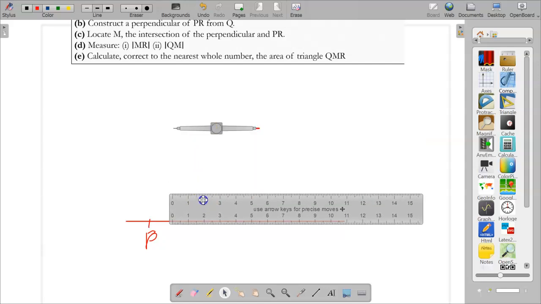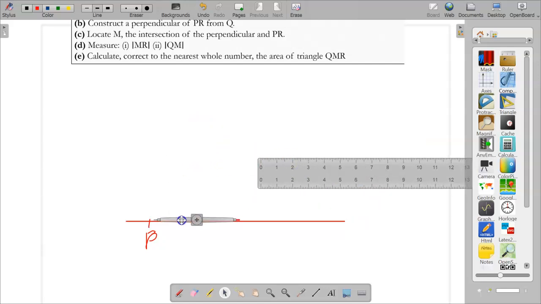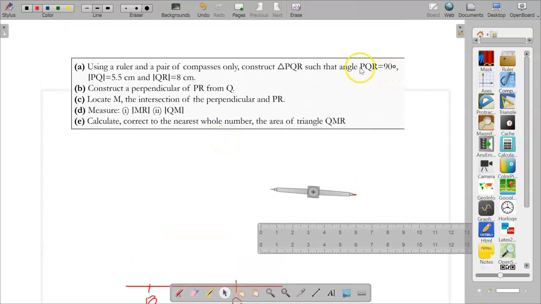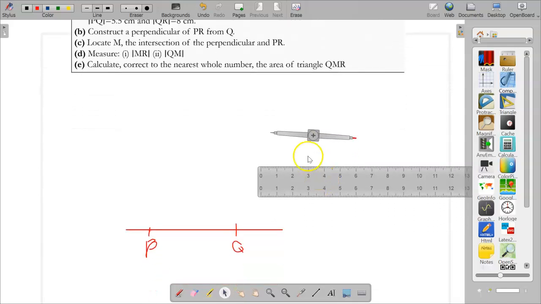Then put the compass on the point P and draw a mark. Okay, that is the point Q, and so I can put the point Q here as well. Right, so the next thing is to draw the angle. According to the question, we are to draw the angle PQR as 90 degrees. So construct PQR at 90 degrees.